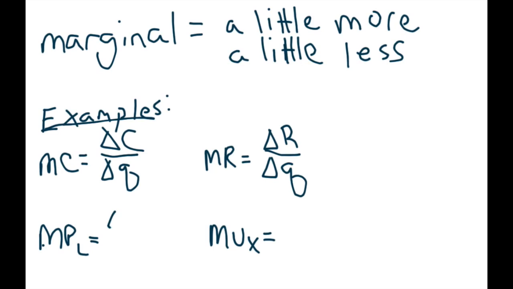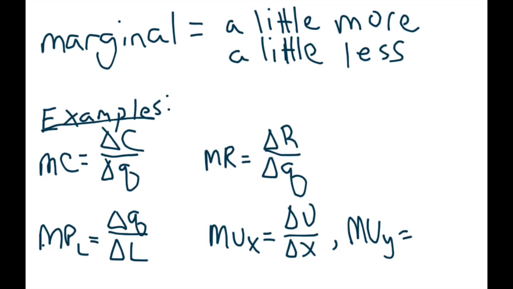We had our marginal product of labor. That was our change in output when we had a small change in our amount of labor we use. We had our marginal utility. That was our change in utility when we had a small change in the amount of X of good we consumed. We could also have marginal utility from good Y. That would be our change in utility from a small change in the amount of good Y we're consuming.